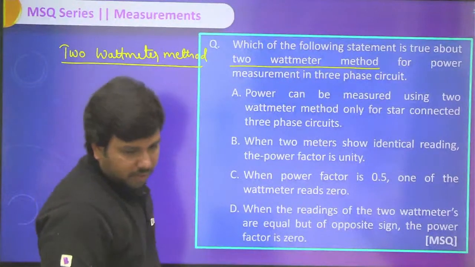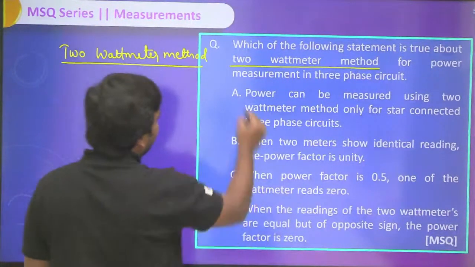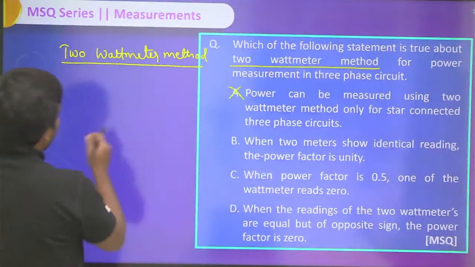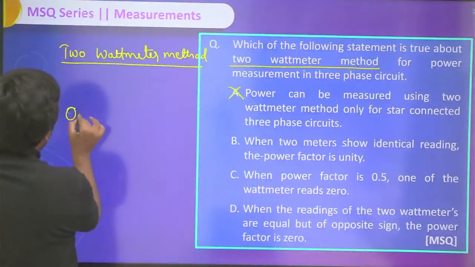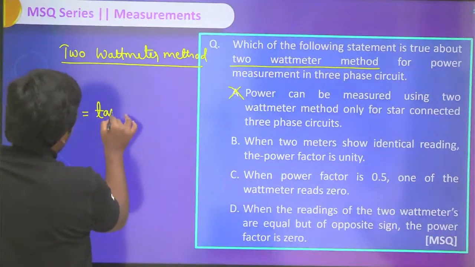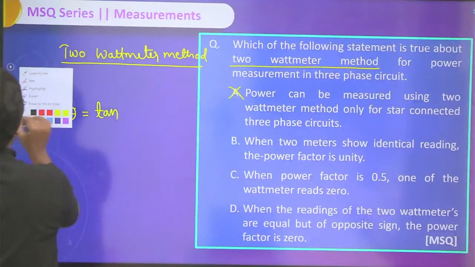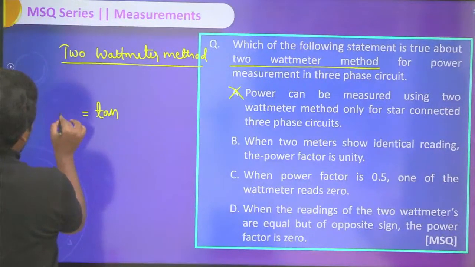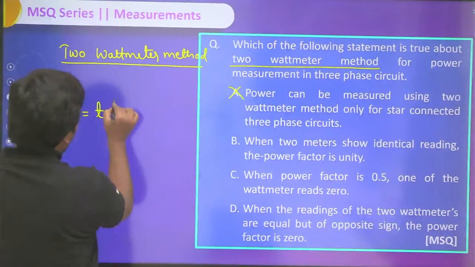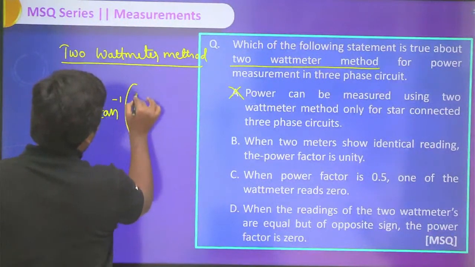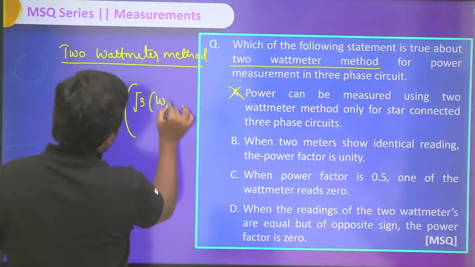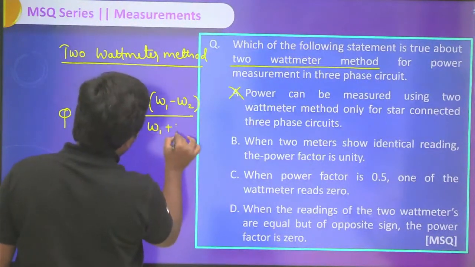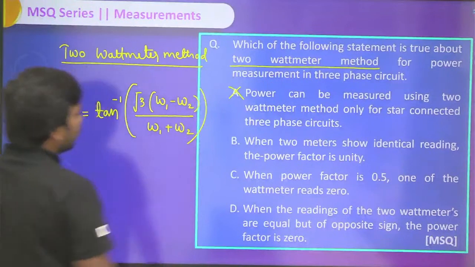Very good, B, C, D, yes, nice, excellent. Because we can make it in star as well as delta also. No other, obviously this is basic common sense, right? So phi can be written as, not the power factor, the angle, cos phi we will write, no? So that phi could be written as tan inverse of root 3 into (W1 minus W2) divided by (W1 plus W2). This is one more important standard result from the two wattmeter method.